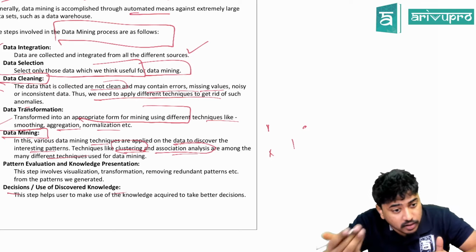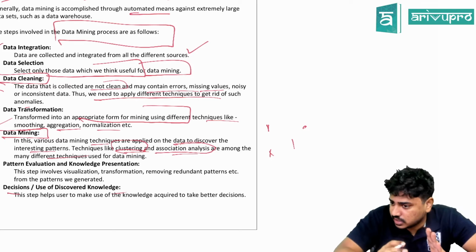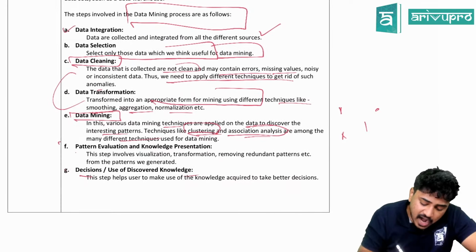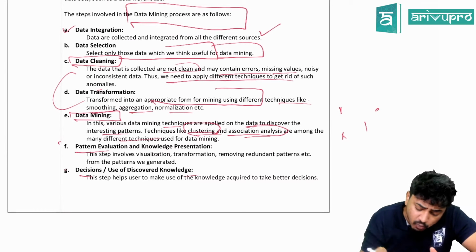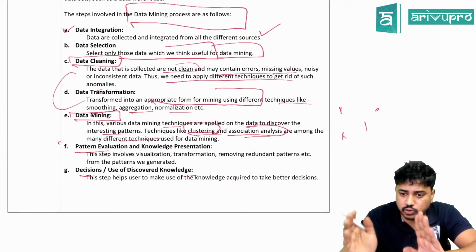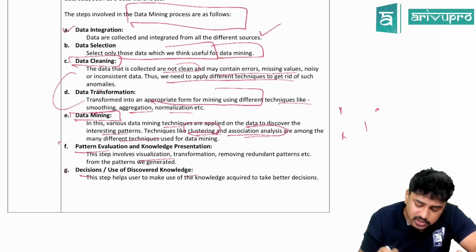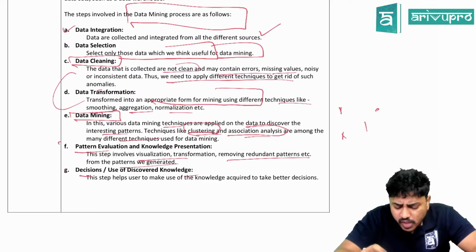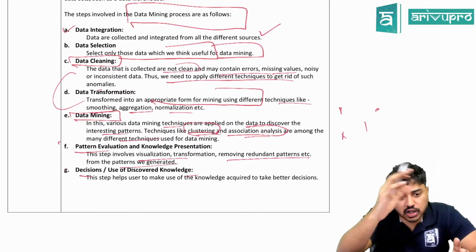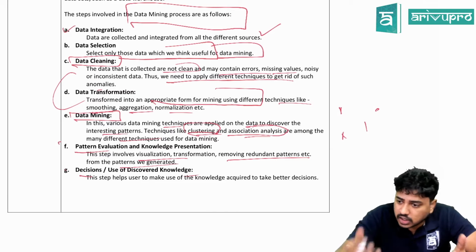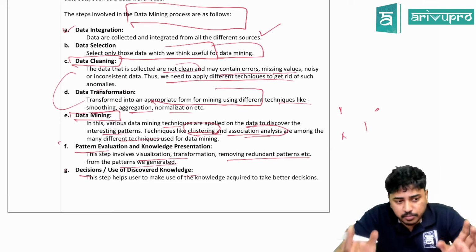Which product I don't buy, like that you can analyze and keep. Then the second last step is once you analyze, let's say you analyze that two things are related. It involves visualization, transformation, and removing redundant patterns from the patterns we generated. Now you would have got a lot of patterns.